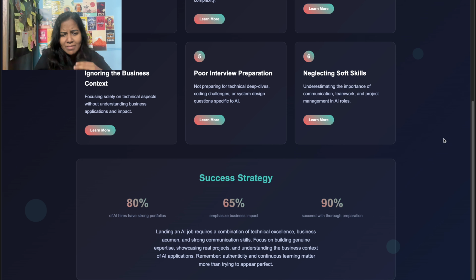So, the success strategy here: 80% of AI hires have strong portfolios. This is very important. And 65% emphasize business impact, and it depends on the requirements basically. And 90% succeed with thorough preparation. So the core is a good portfolio and good preparation.